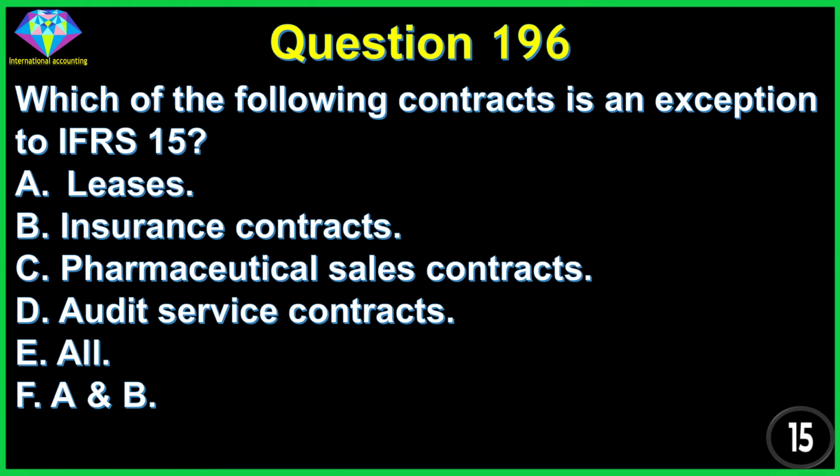Which of the following contracts is an exception to IFRS 15? A. Leases. B. Insurance contracts. C. Pharmaceutical sales contracts. D. Audit service contracts. E. All. F. A and B. The answer is F. A and B.